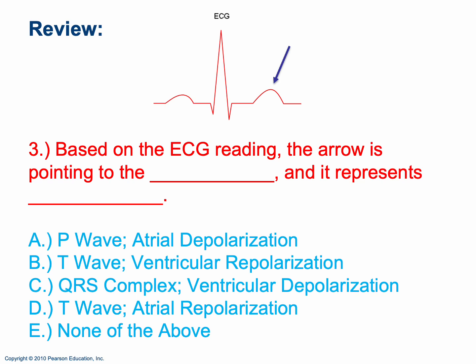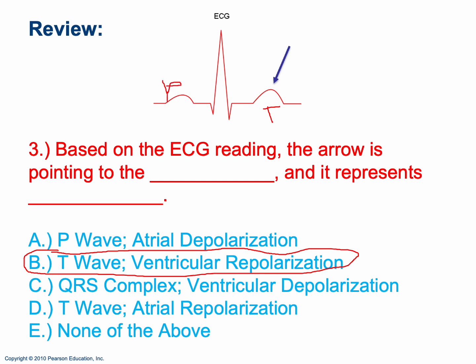And the correct answer, which I would go for sure, I'd probably go with choice letter B. The arrow is pointing to the T wave, which represents the ventricular repolarization, right? Because right here, this is the T wave, this is the P wave, and of course, this is the Q, R, S complex.